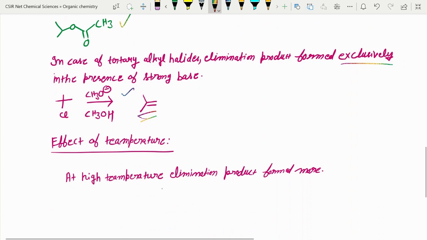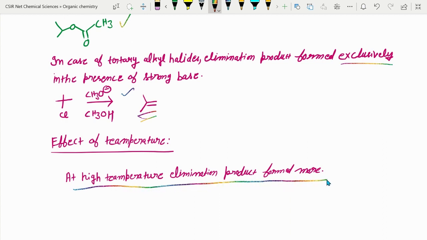What is the effect of temperature on elimination or substitution reactions? At high temperature, the elimination product forms predominantly. So if we use a high temperature in the reaction, more product will be formed by the elimination reaction. Thank you.